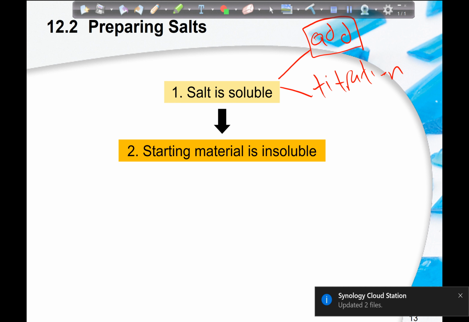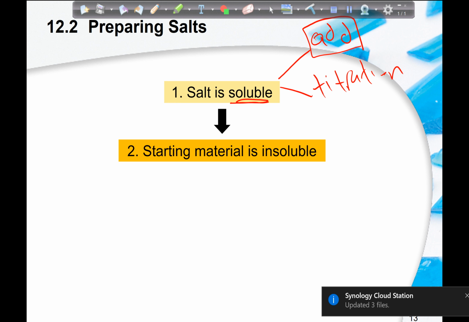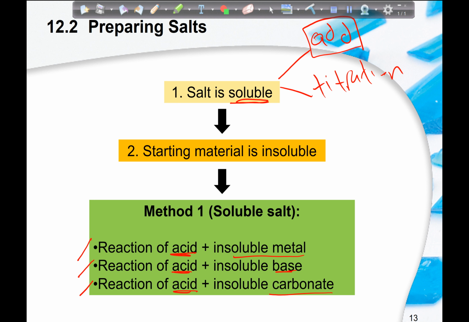Thought process number one, we must check if the salt is soluble. Step number two, we need to make sure that we are using these three chemical reactions: the reaction of acid with a metal, acid with a base, and acid with a carbonate. Have we learned these three reactions before? Yes. This should be at your fingertip. Acid with metal gives us salt and hydrogen gas, acid with a base gives salt and water, and acid with a carbonate gives you salt, water, and carbon dioxide.